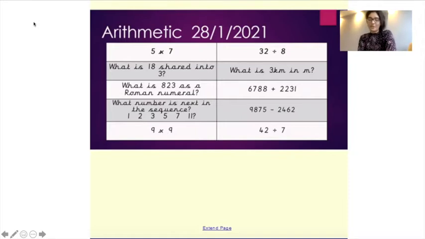6,788 plus 2,231. 9,875 take away 2,462. 42 divided by 7. Pause the video, and when you unpause, we will go through the answers.